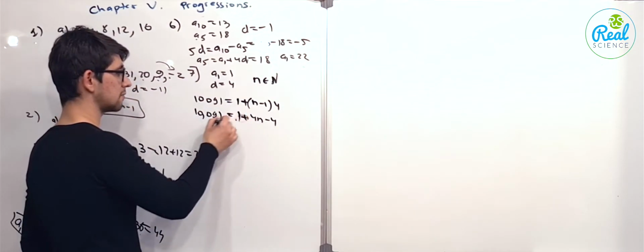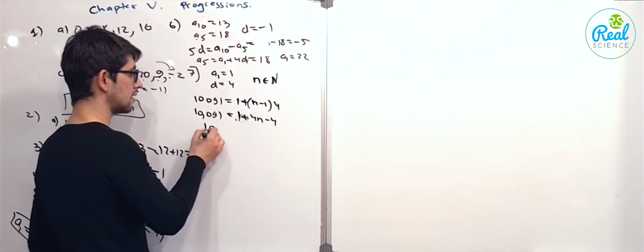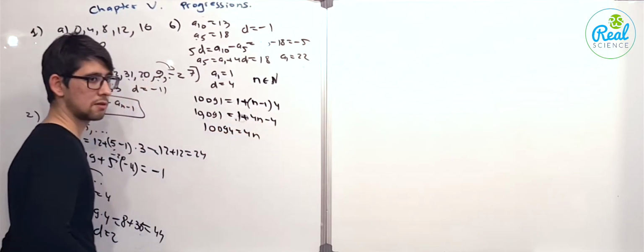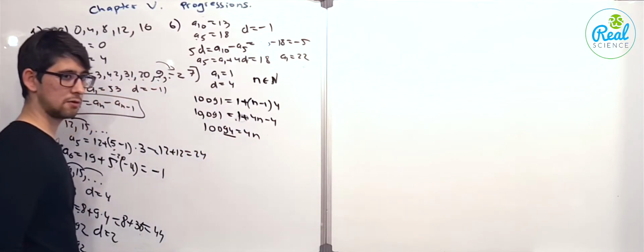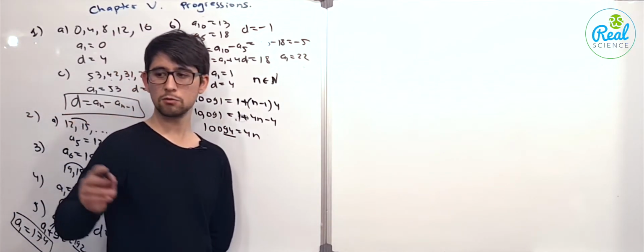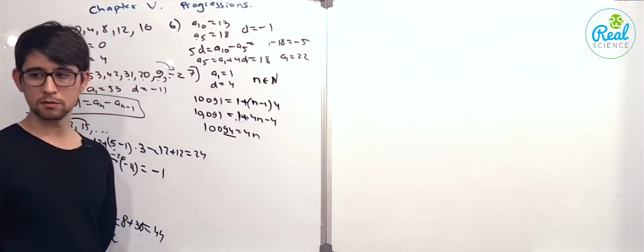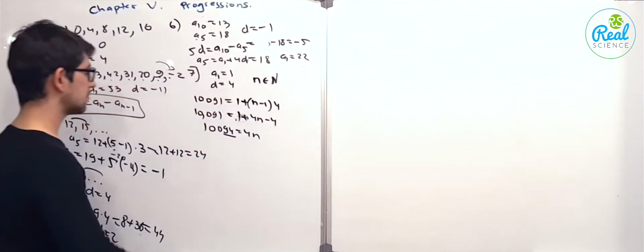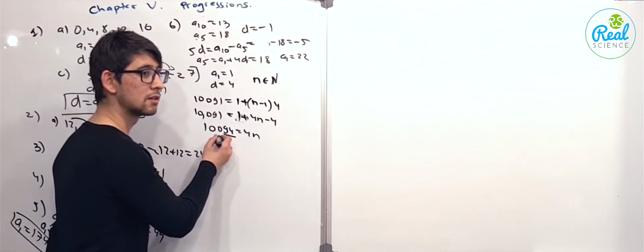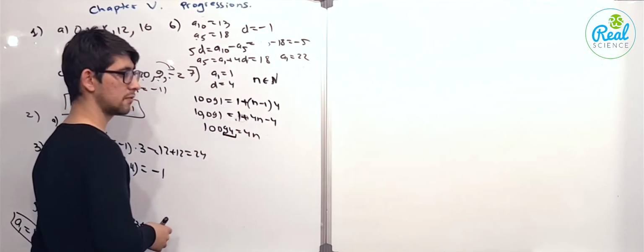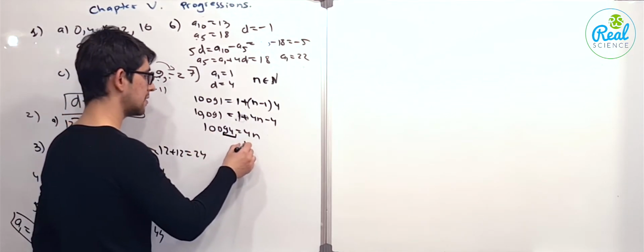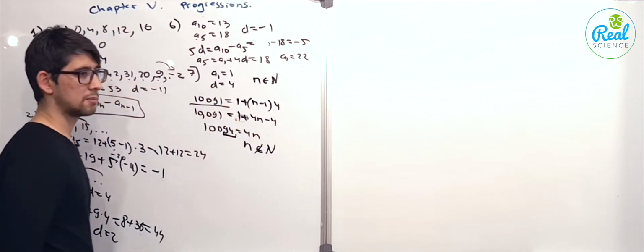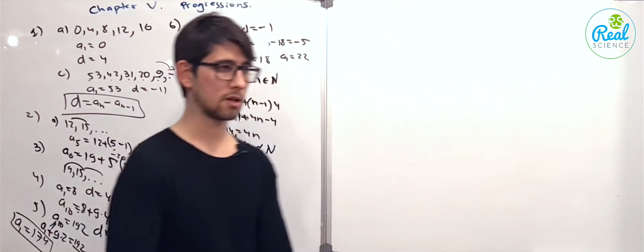If you subtract 1, it becomes 10,090, and if you add 4, 10,094 equals 4 times n, right? It is not divisible by 4. What is the divisibility rule for 4? Last two digits must be divisible by 4. It should be divisible by 4. It is not, right? It means your n is not a natural number, so you can reject this term being a term of this arithmetic progression, okay?